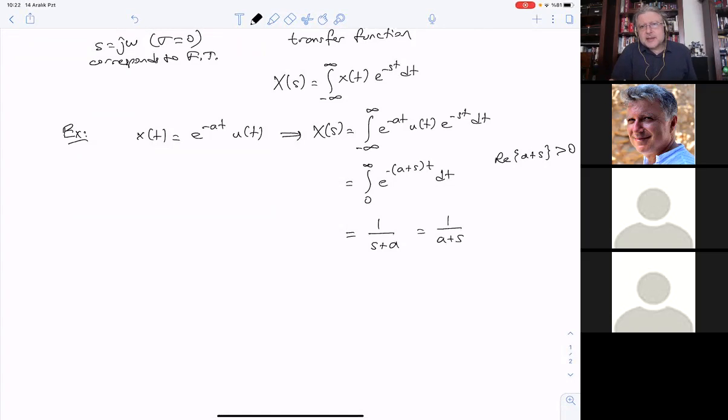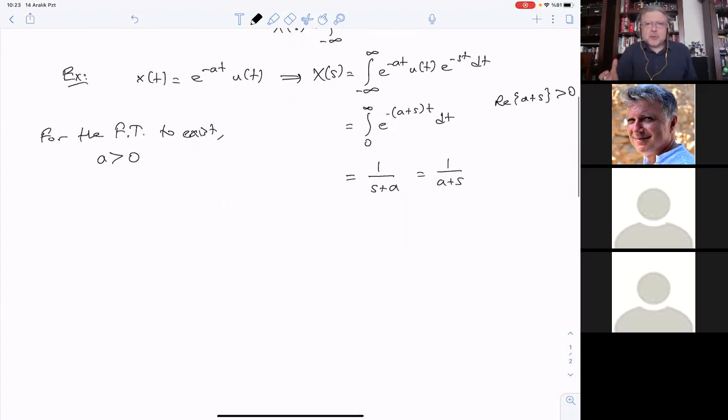By the way, do you remember the Fourier transform? In the Fourier transform, we said that the Fourier transform is 1 over a plus j omega. So now we have 1 over a plus s, quite similar to the answer that we have for the Fourier transform. And for the Fourier transform to exist, we had a greater than 0, a to be positive. Okay, that was our condition.